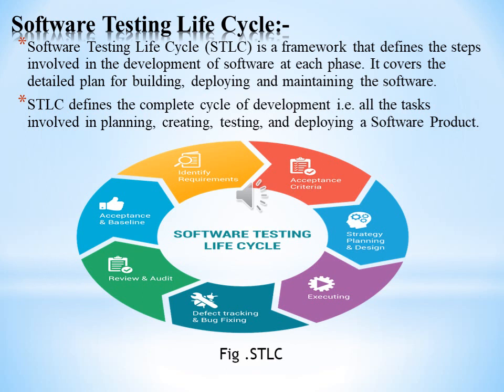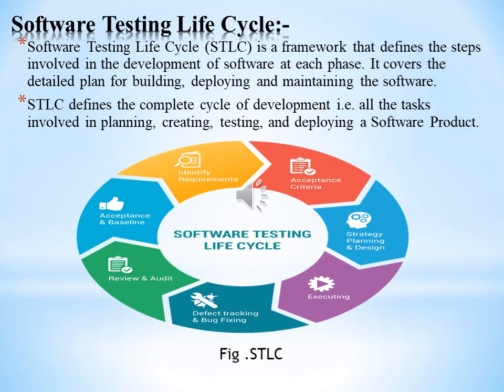In SDLC, the testing process is there. In STLC, test execution and bug reporting, manual testing and automation testing are done. Defects found are reported, and retesting and regression testing are also done in this phase. Then in SDLC, maintenance is there. In STLC, maintenance testing is done in this phase.